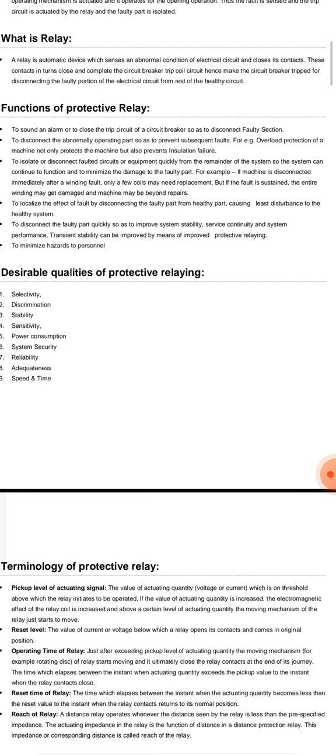Reach of relay: a distance relay operates when the impedance seen by the relay is less than a pre-specified impedance. The actuating impedance in the relay function in distance protection relay. This impedance or corresponding distance is called the reach of the relay.